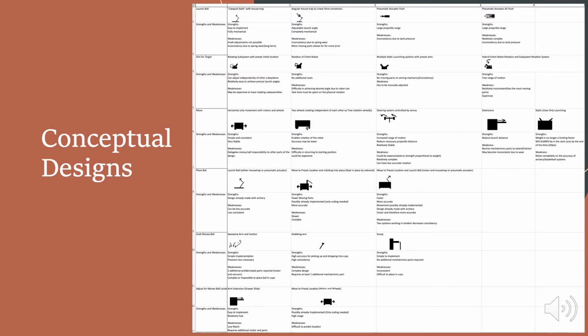Our morphological chart shows some conceptual designs because we have solutions to each of the functions and a strengths and weaknesses list associated with each of them. For example, the pneumatic air push for launching the ball has the strength of large projectile range, but a weakness is inconsistency due to tank pressure.